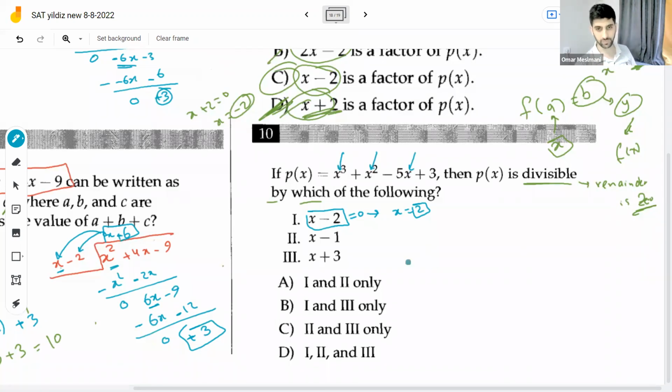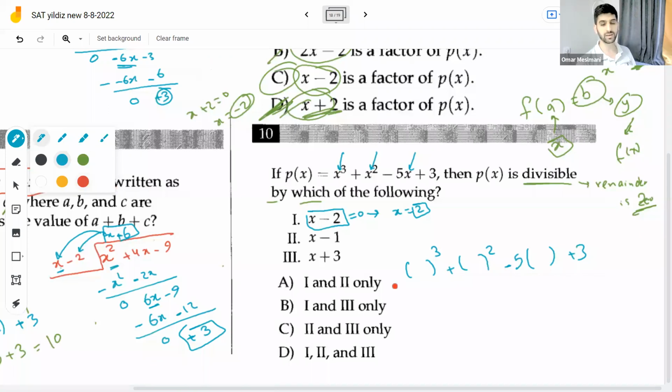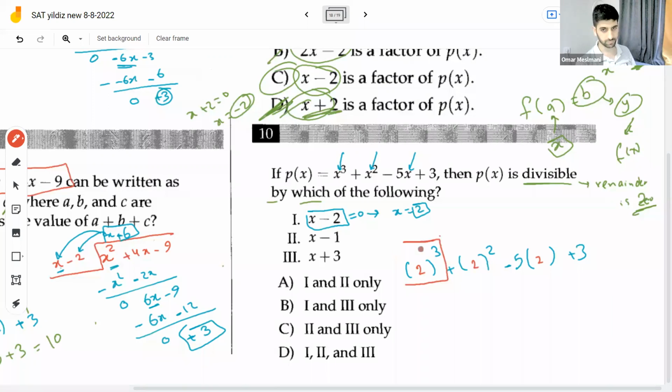Look, x cubed plus x squared minus 5 multiplied by x plus 3. Again, what is the value of x that I'm going to plug in? I'm going to substitute it by 2. So 2 cubed is 8. Plus 2 squared, it's a 4. Minus 5 times 2, it's a 10. Plus 3. Do you think it is 0? 8 plus 4 is 12, minus 10 is 2, plus 3. And the answer at the end is 5. Is it 0?